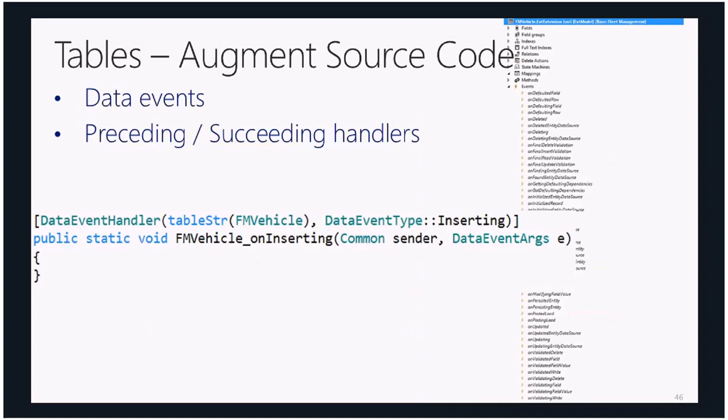The method signature of these events will often have this signature, with the record being passed in as the first parameter and a generic data event args as the second. Depending on the event, this can be cast to a more specific subclass in order to get event-specific data.